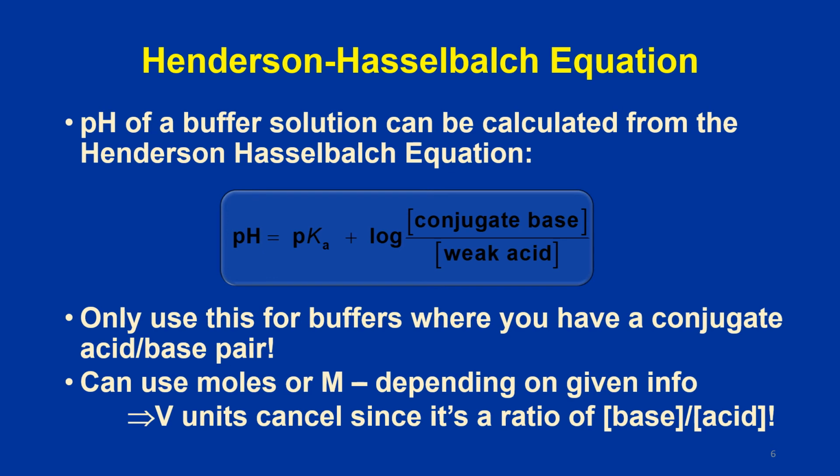You have to make sure that when you're using this equation, you're plugging in the concentration, or you can plug in the number of moles for the weak acid, and similarly you can plug in the concentration of its conjugate base or the number of moles for the conjugate base, because we know that molarity is moles over liters, so the liter terms would actually cancel out. So that's why you're able to plug in moles directly into this equation.